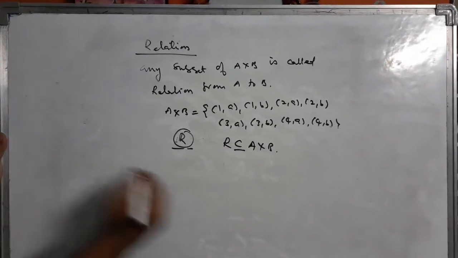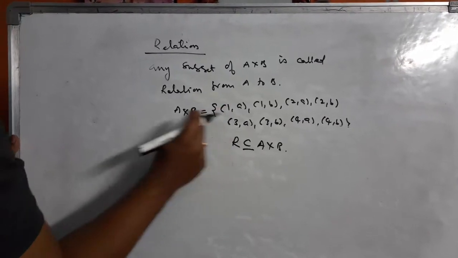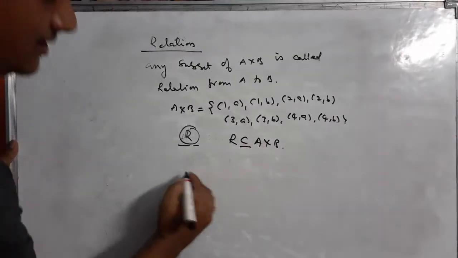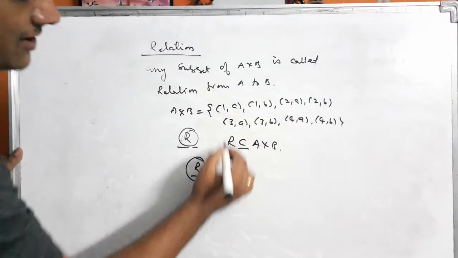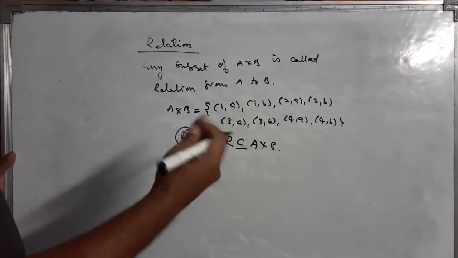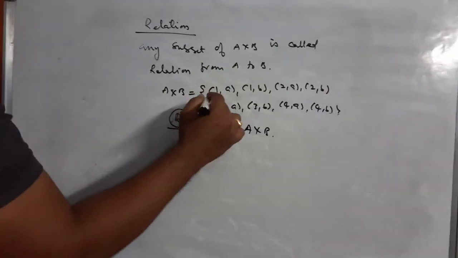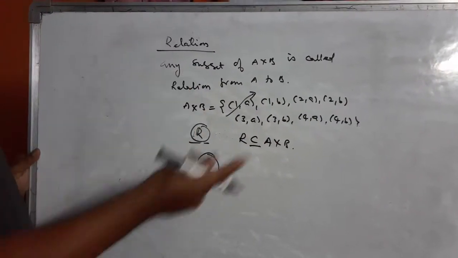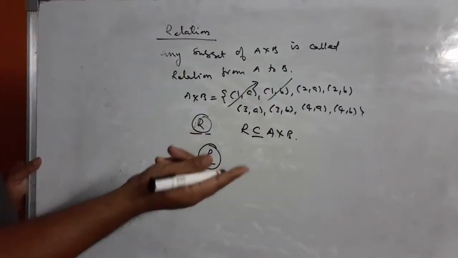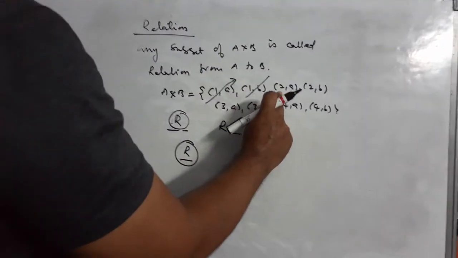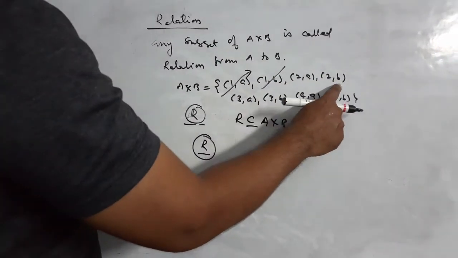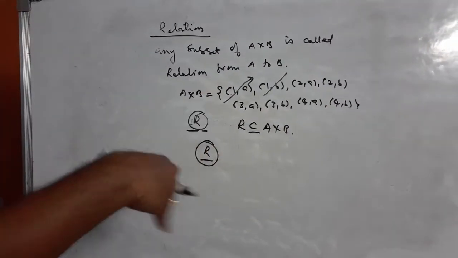Now, how many elements are there in A cross B? Here 1, 2, 3, 4, 5, 6, 7, 8. In a relation, (1, A) may be present or may not be present. (1, B) may be present, may not be present. So (1, A) has two chances, (1, B) also may or may not be present. (2, A) also has two chances, and (2, B) also may be present, may not be present.